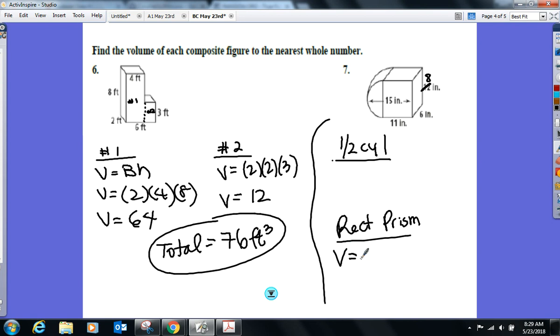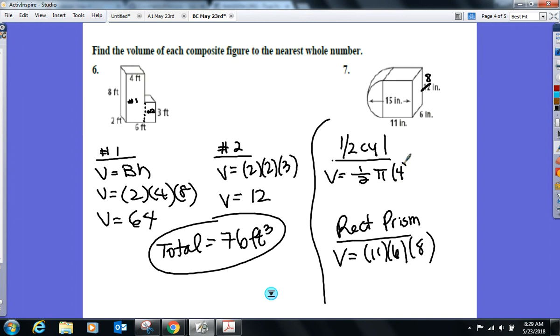So the volume of the rectangular prism, 11 times 6 times 8. The base is 11 by 6 with a height of 8. And then up top, 1/2 pi r squared times the height. Now, what would be the radius here? What's the radius of that cylinder? Should be 4. And that's why, do you see how I had to change it to 8? Because some of you would have said 6, some of you would have said 4.